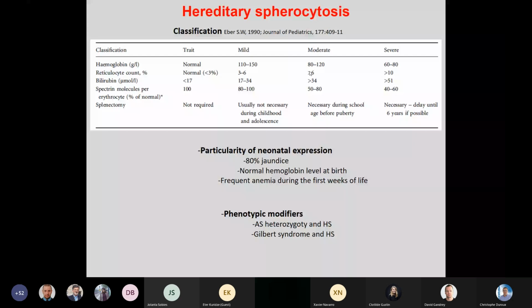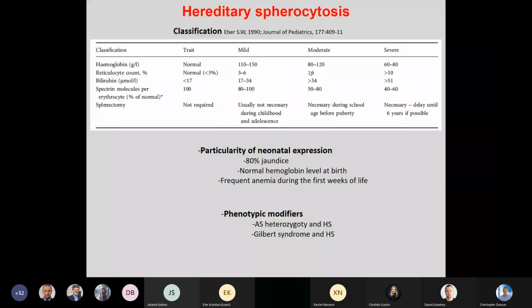And the second thing is that we see more and more patients with spherocytosis and something else, for example, Gilbert syndrome. For these patients, there is a 4 to 5-fold increased risk of gallstones, often very early. You can also see associations, for example, AS trait, sickle cell trait, and spherocytosis. In these patients, you can have symptoms that you don't get in spherocytosis and don't usually get in AS, like spleen infarcts, which have been well described. You can have phenotypic modifiers that may lead to a more severe form of spherocytosis.